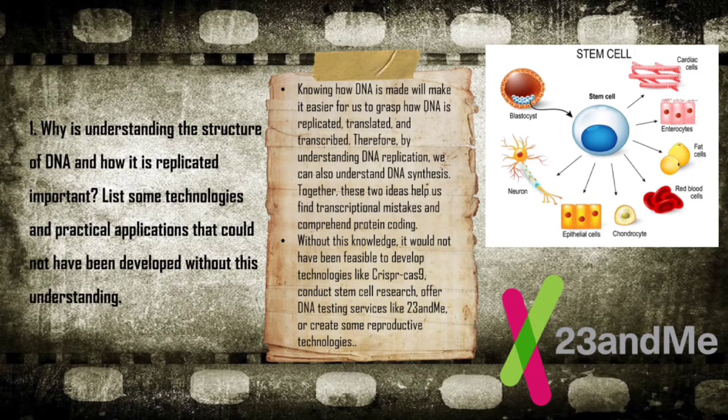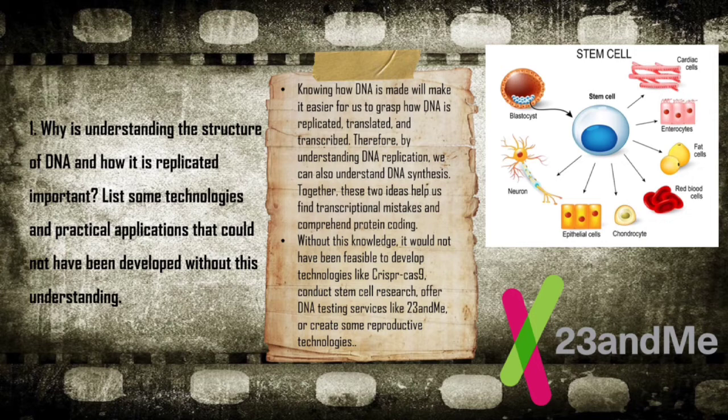This is the first question for part 2. By knowing how DNA is made, it is easier for us to grasp how DNA is replicated, translated, and transcribed. So we will understand how the DNA was synthesized. Without this knowledge, it would not have been feasible to develop technologies like CRISPR-Cas9, conduct stem cell research, and also DNA testing services like 23andMe.